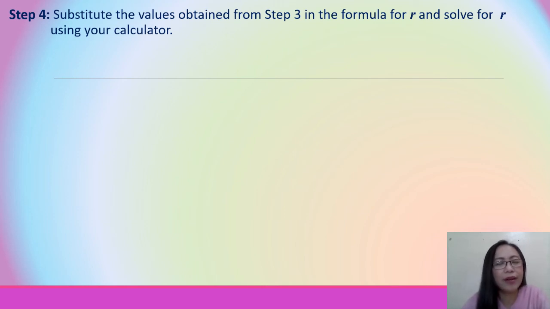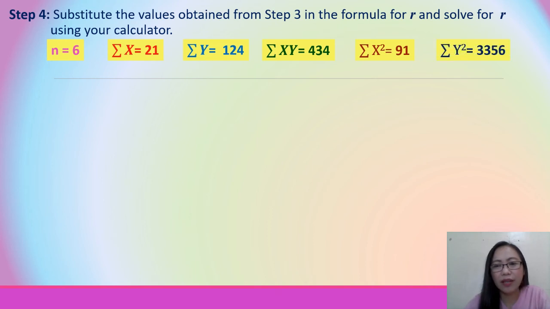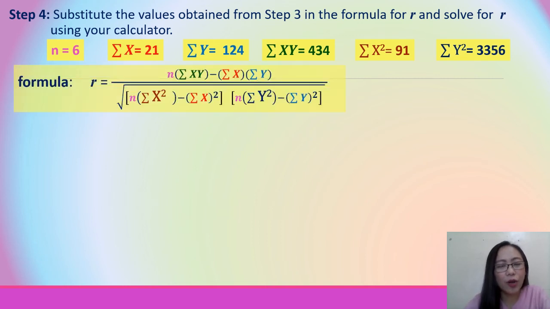So step 4, substitute the values obtained in step 3 in the formula for R and solve for R using our calculator. So copying the values we had from step 3, we have N equals 6, summation of X equals 21, summation of Y is 124, summation of XY is 434, summation of X squared is 91, and summation of Y squared equals 3,356.